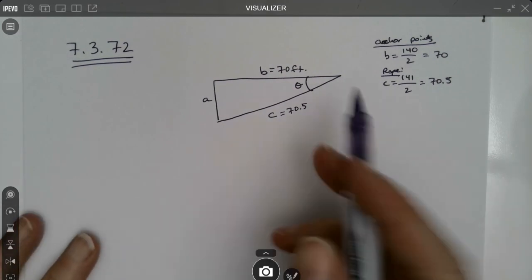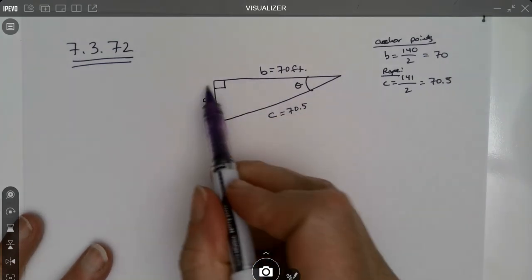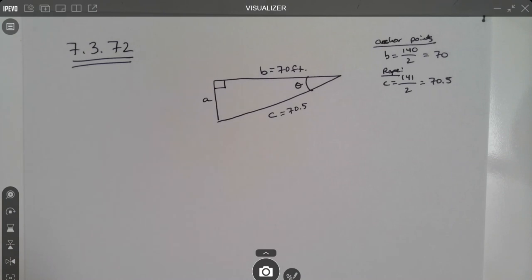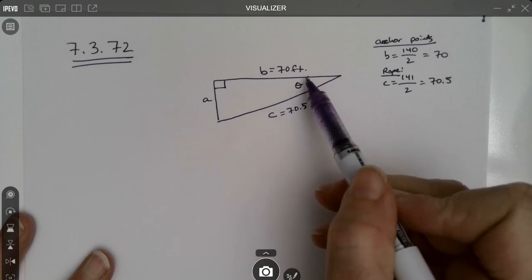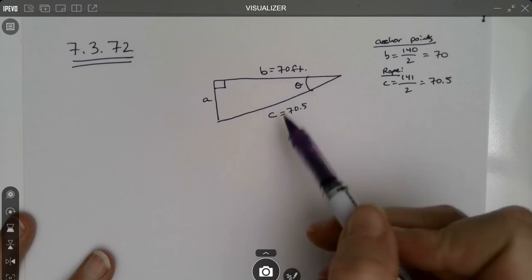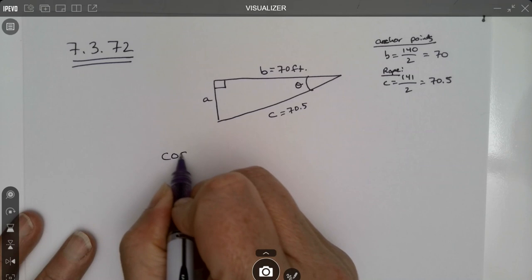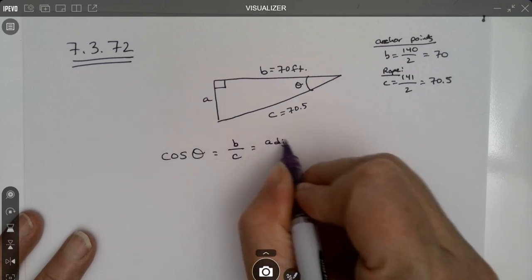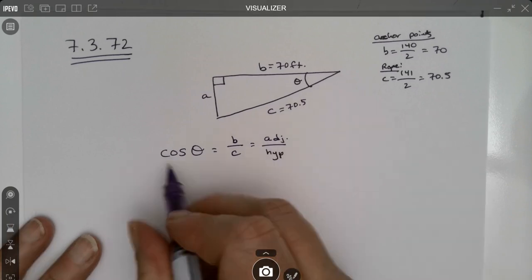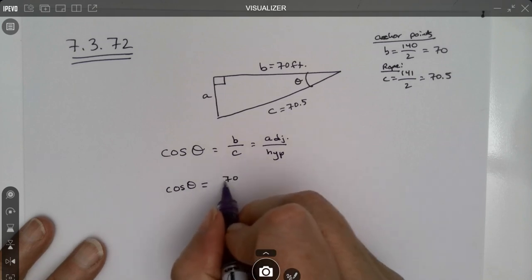Now, because this is a triangle as far as we are concerned, a right triangle, in other words, we're treating that catenary as if it was a straight line. I mean, it was straight-ish, but not exactly straight, but we are treating it as if it's straight. Therefore, the cosine of angle theta is B divided by C. It's the adjacent side divided by the hypotenuse. So we know that the cosine of angle theta is 70 divided by 70.5.